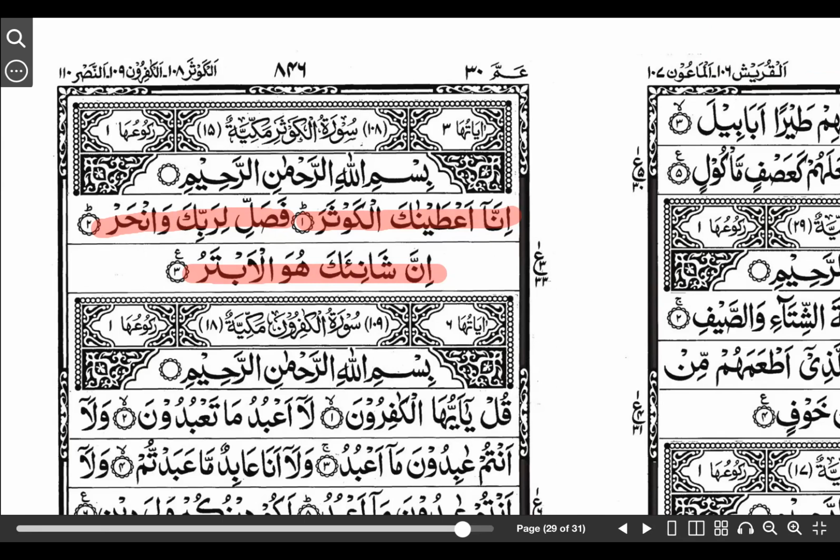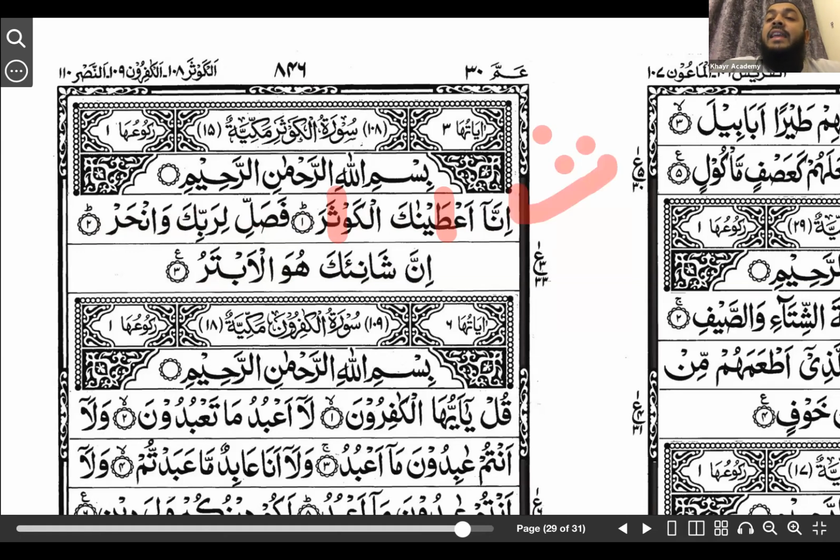Okay, inna a'tayna, the ta has to be full mouth. Kal kawthar, tha. Because I heard some people reading kawsar. It's not sa, it's tha. Dal and tha, they are very calm letters, yeah? So inna, if you want to mark in the Quran, inna is 3 seconds. We have to remember this.